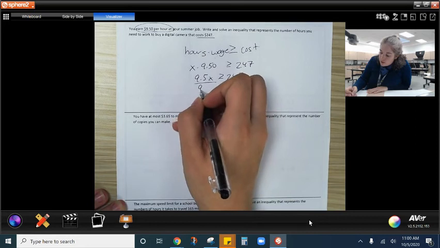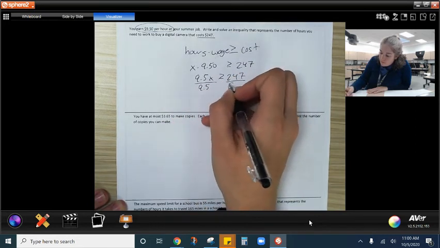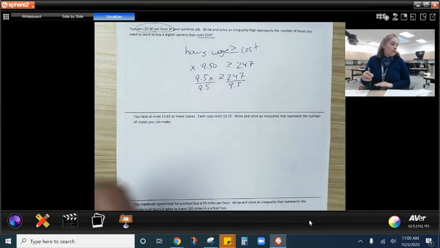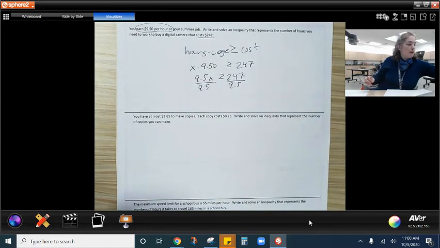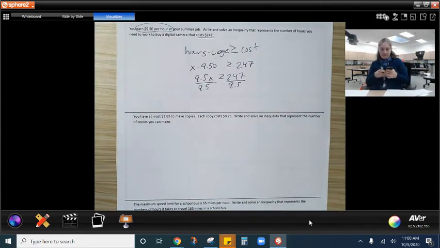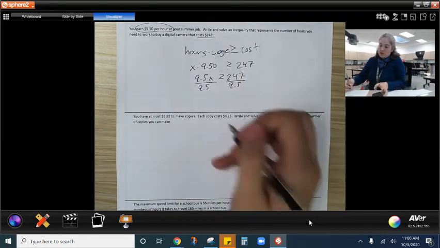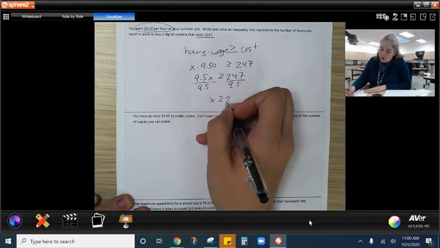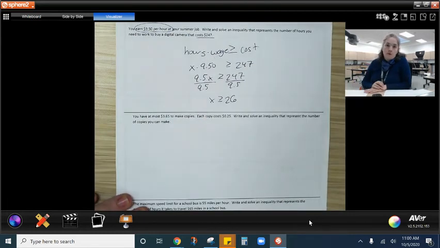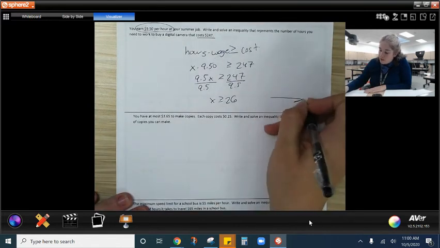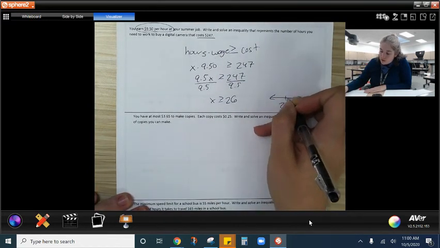I'm going to divide both sides by 9.5. So we have, oops, forgot my calculator. 247 divided by 9.5 is 26. So we need to work 26 or more hours over the course of the summer in order to earn enough for our camera. If I graph that, I've got my 26 here.